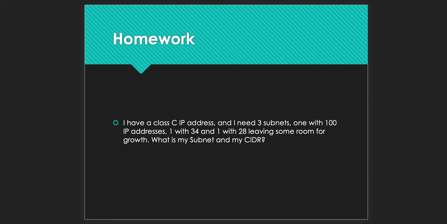All right, so I have a Class C IP address, and I need 3 subnets. One with 100, one with 34, and one with 28. And I need to leave some room for growth, right? So this is the good part. I'll leave some room for growth. It means that they don't tell you how much growth they need to have. So what's my subnet and what's my CIDR, right? So I'd play the Jeopardy song right now, but I don't really want to.